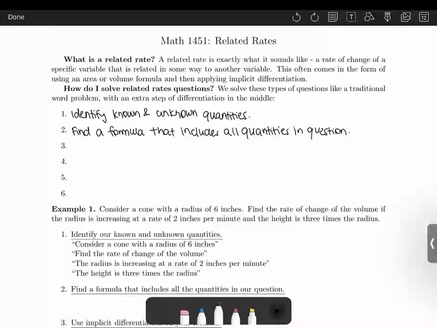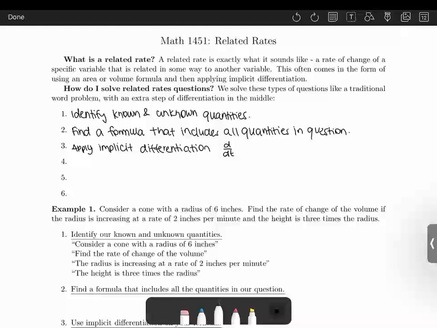Once we find that formula, we have an extra step of differentiation here in the middle. So we're going to apply implicit differentiation. One thing to note here is that we're always going to be applying d over dt. All of our rates are going to change with respect to time, so that means we're going to differentiate with respect to time. So d over dt here.